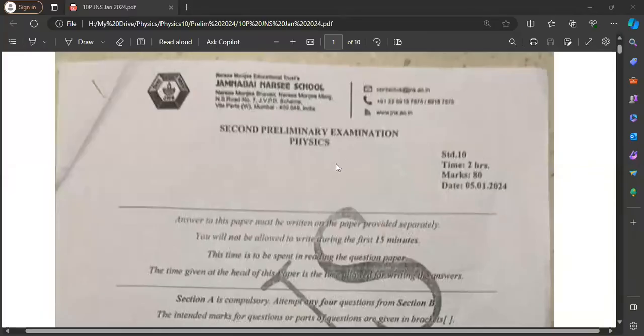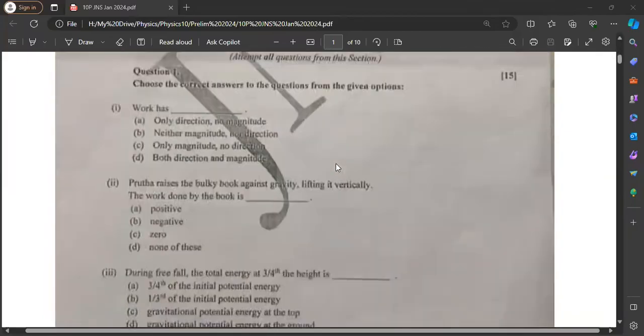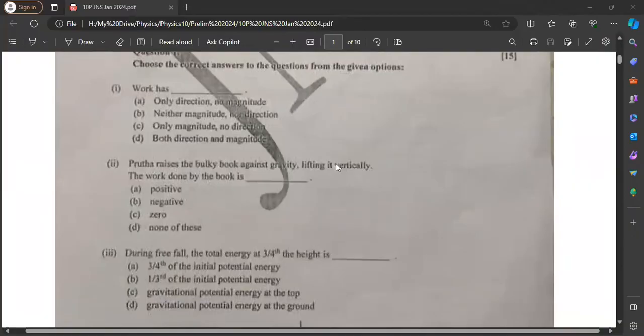We'll start with a discussion of the second prelim paper. The first multiple choice question is: work has direction nor magnitude, neither magnitude nor direction, or it is only magnitude and no direction. So C is the correct answer. The reason being work is a scalar quantity.